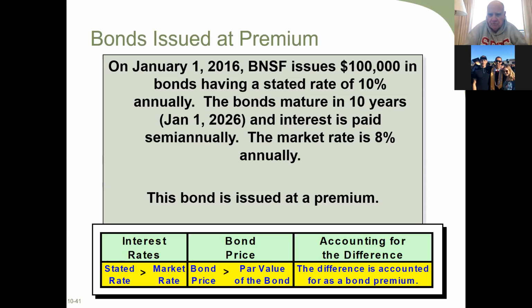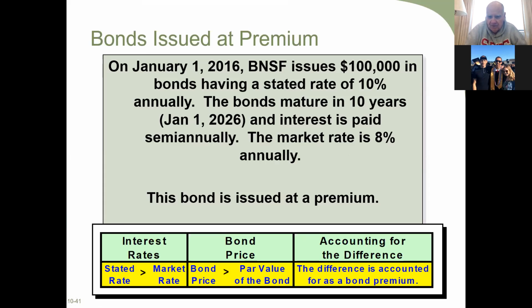Okay, we just went through a discount. Our interest rate was unsatisfactory compared to the market. Now we are talking about a premium. Our stated rate is 10% still, but the market rate is 8%.